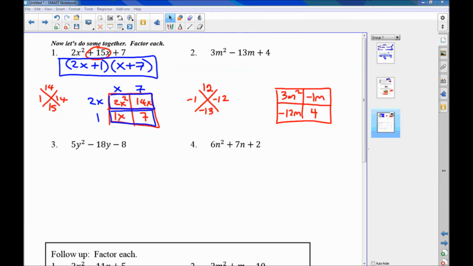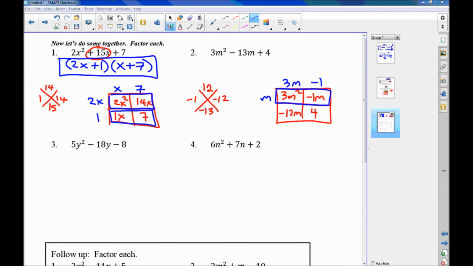And then we look at our box and do a little factoring. So we'll look at the first two entries in the box. The GCF of these is m. And then that leaves behind 3m. M times 3m makes 3m squared. And it leaves behind a minus 1. M times minus 1 makes negative 1m. Okay?